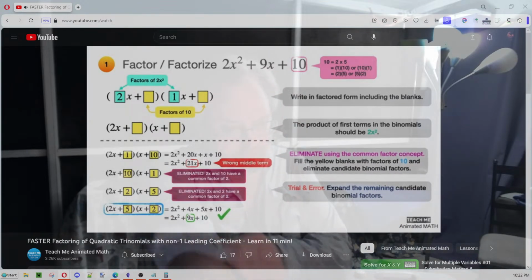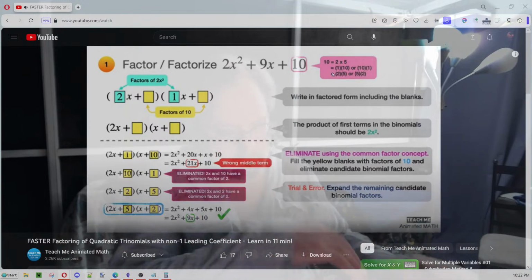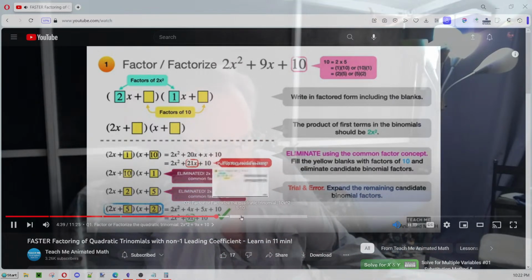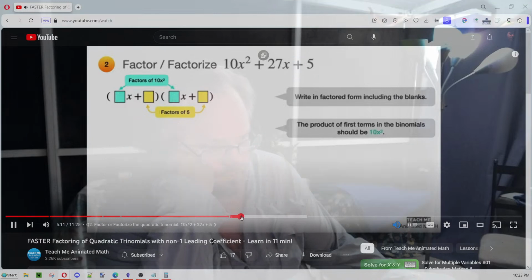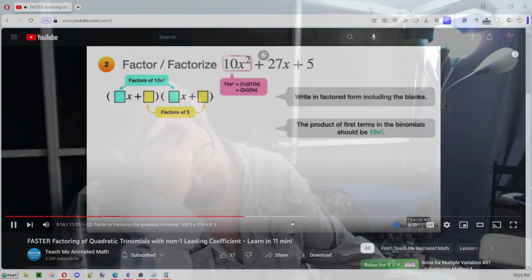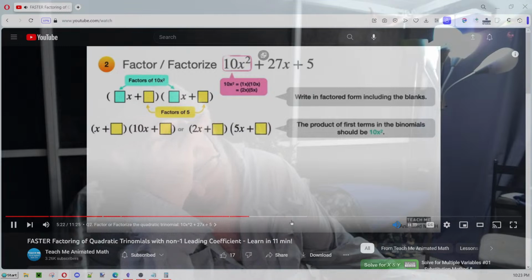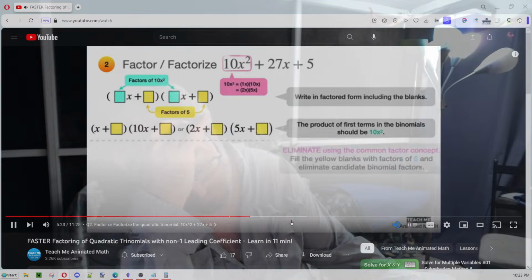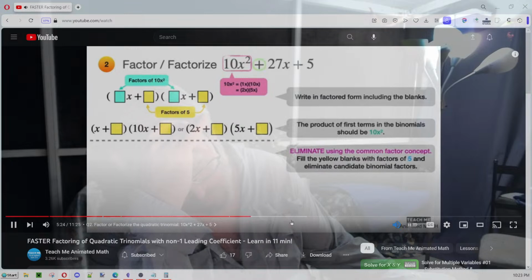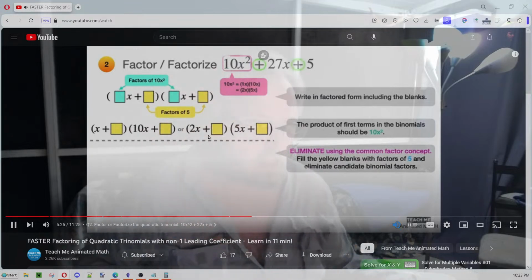We were able to eliminate only 50 percent of the candidate factors just because this is a relatively simple problem. The product of the first terms of the possible binomial factors should be equal to 10x squared. The possible factors for this are x times 10x and 2x times 5x. Fill in the blanks with the possible factors of 10x squared. Since both the middle and last terms are positive, it means that the factors of 5 should be positive.